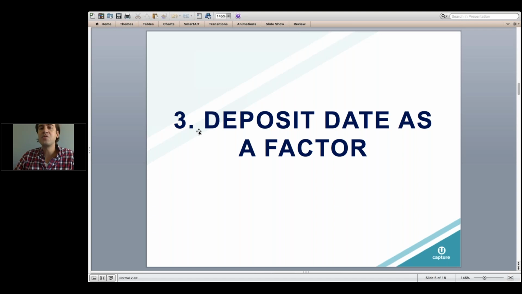Essentially, it comes down to how many students you've deposited at this point, at this date, in previous years. So if you are a little behind that, it's going to bring down your model. If you're ahead of that, it's going to increase your projection. So this gives you a good idea of how you stand compared to previous years as well.